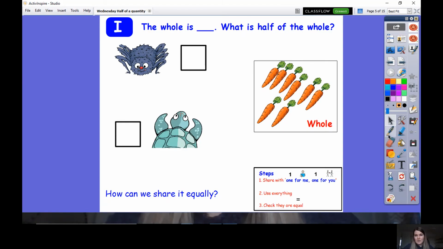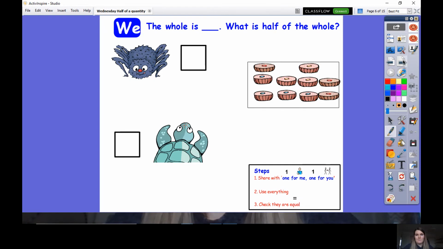Fantastic. So the turtle had 4 and the spider had 4. Could we share it equally? Absolutely. They both got the same number. Fantastic. Okay, let's see if we can do it this time.